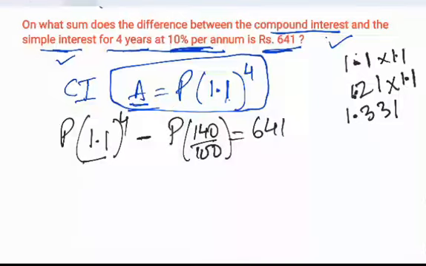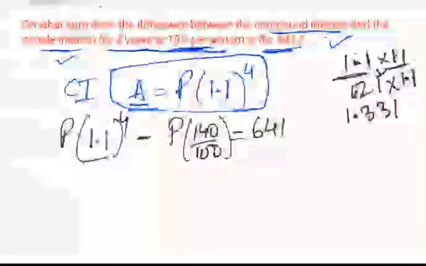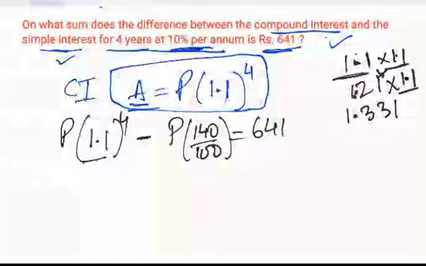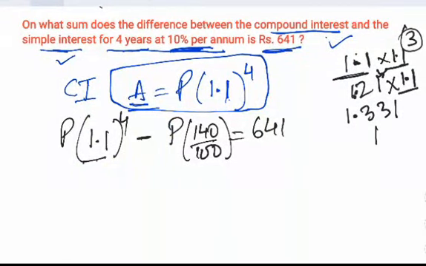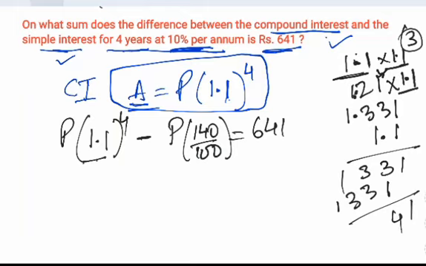So now there is one more 1.1, because we have multiplied 1.1 into 1.1, and this has become 1.21 into 1.1. So we have taken 3 times, so we'll multiply it by 1.1 one more time. So this will become 14641, and 3 decimal places and 1 decimal place, that is 4 decimal places over here.